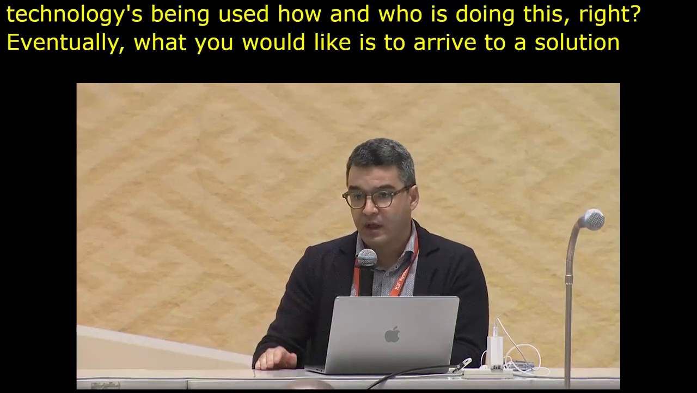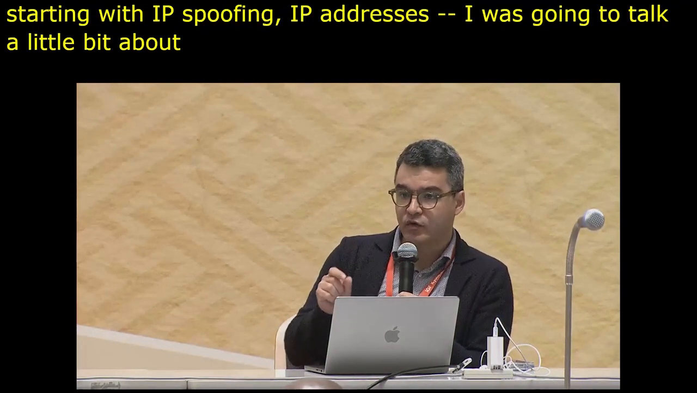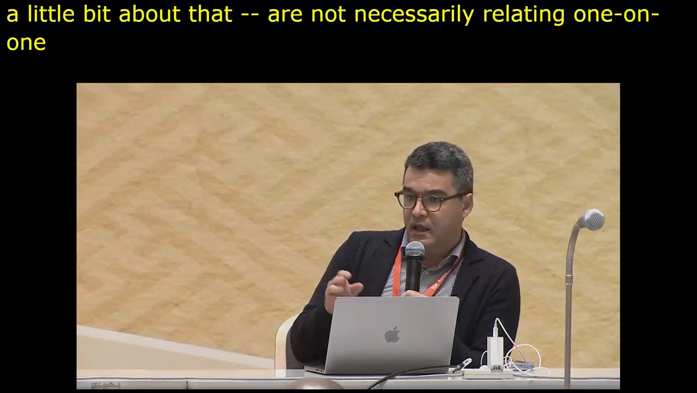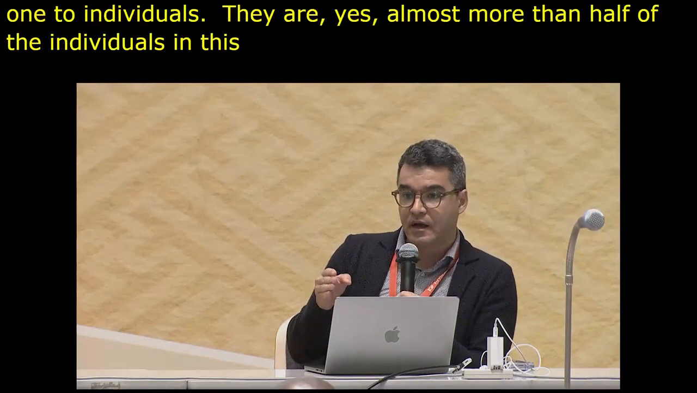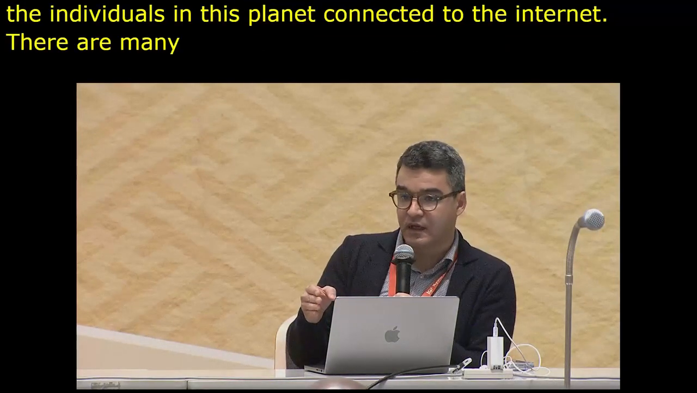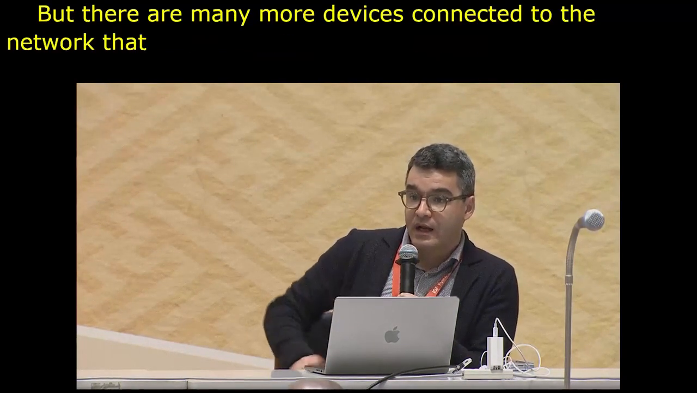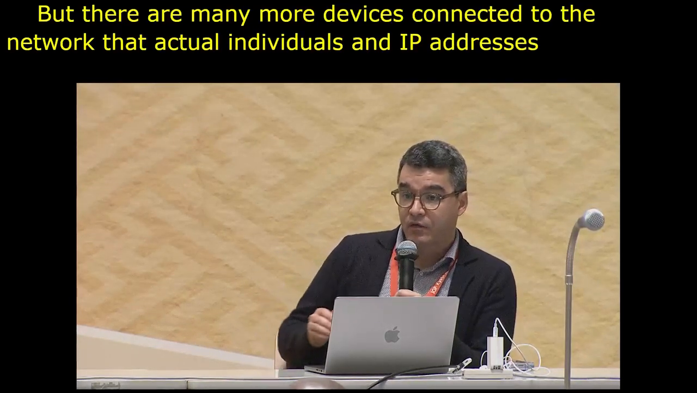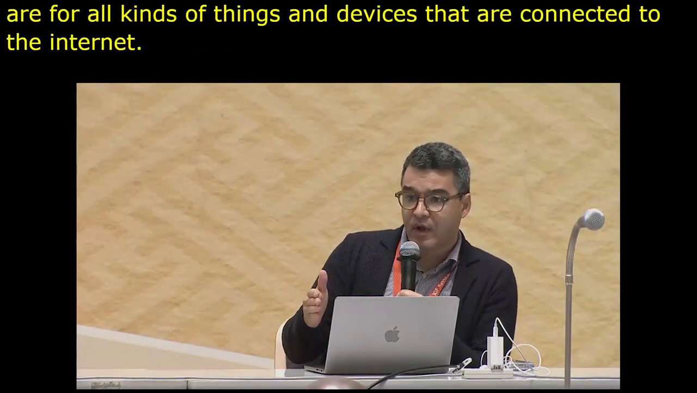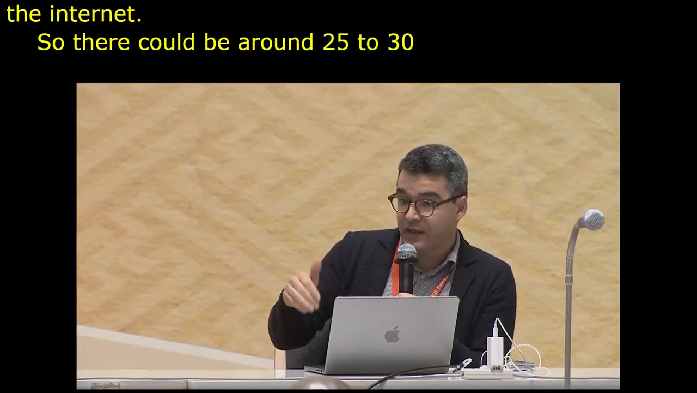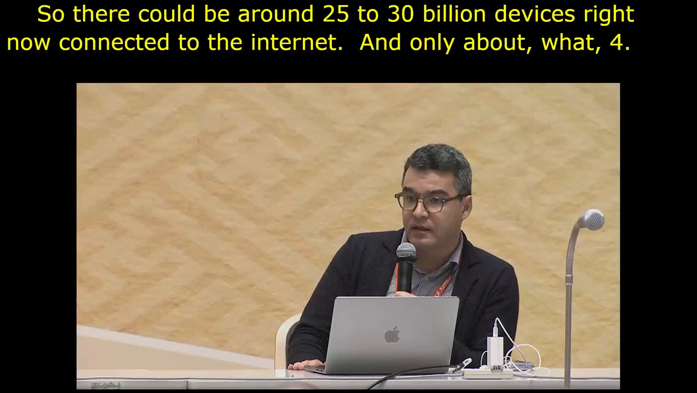Starting with IP spoofing, IP addresses, and I was going to talk a little bit about that, are not necessarily relating one-to-one to individuals. Yes, almost more than half of the individuals on this planet are connected to the internet, and there are many more yet to connect, but there are many more devices connected to the network than actual individuals. IP addresses, IP numbers, are for all kinds of things and devices connected to the internet. There could be around 25 to 30 billion devices right now connected to the internet, and only about 4.5 or 5 billion individual users.